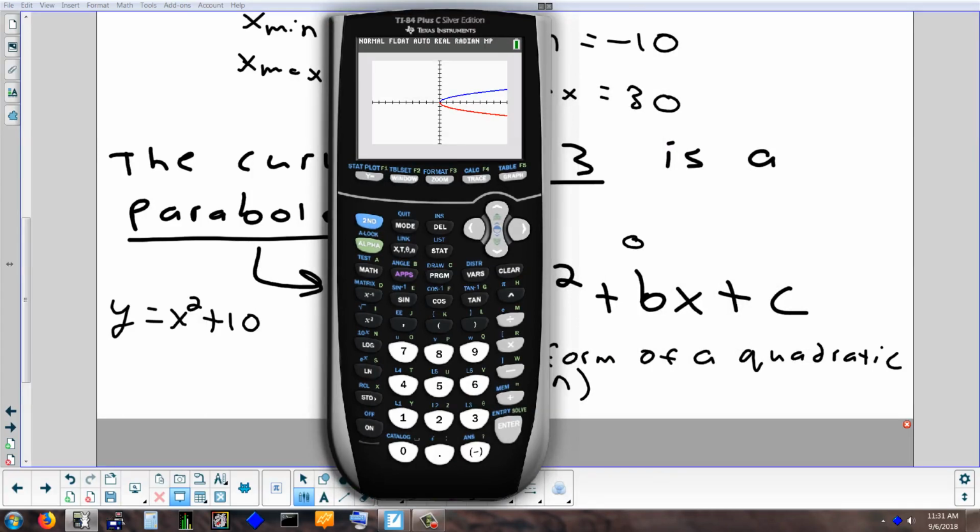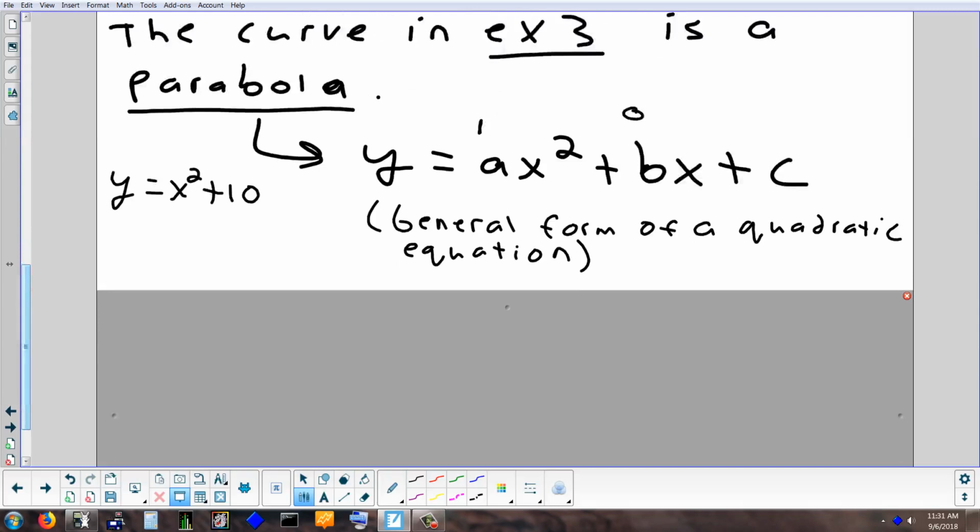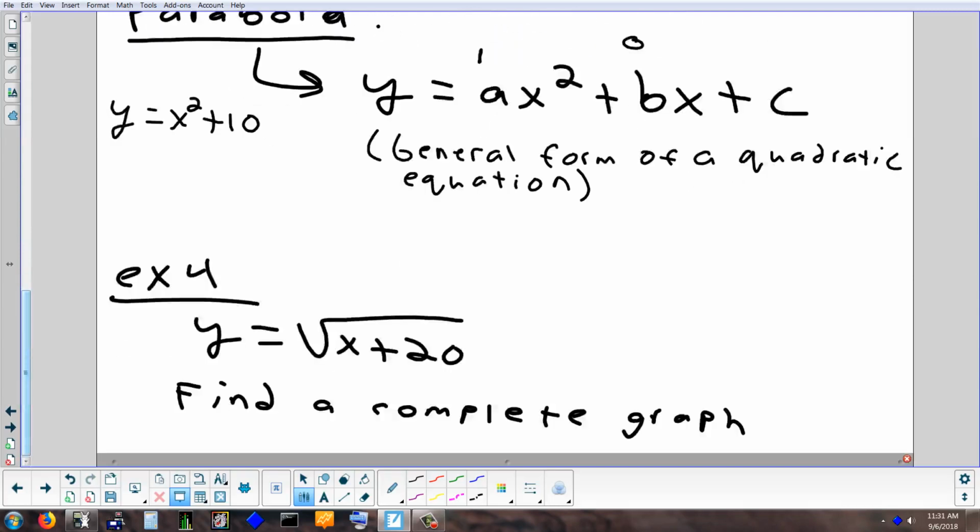So the calculator can technically only draw functions, things that pass the vertical line test. Can I kind of cheat and make it look like I'm drawing something that fails the vertical line test like that? Yes. I could also do a circle the same way. I'd have to do the top half and the bottom half separately. But I could do a circle as well. Okay. Well, we'll talk more about that in the next section. Hey, let's graph this one. Okay. Square root of x plus 20.